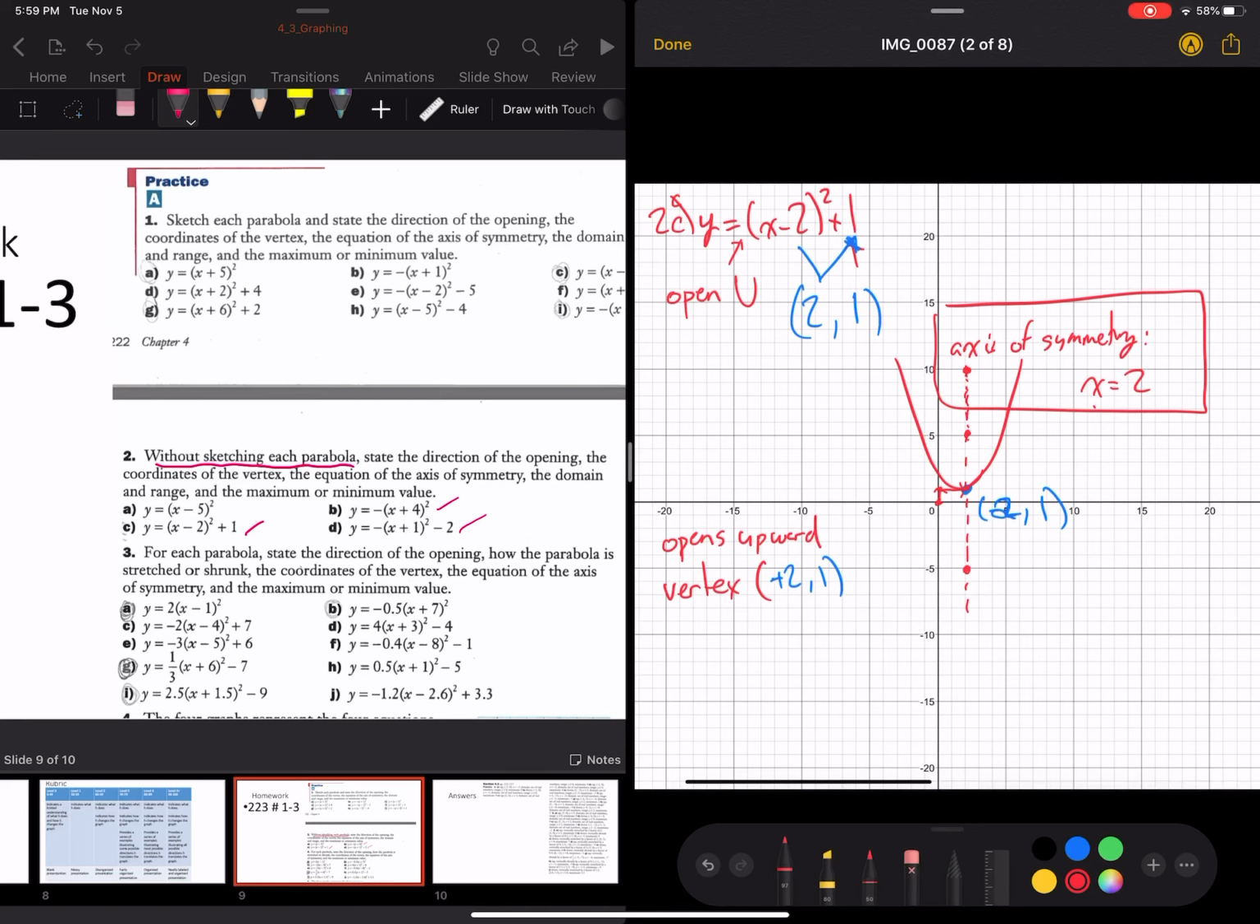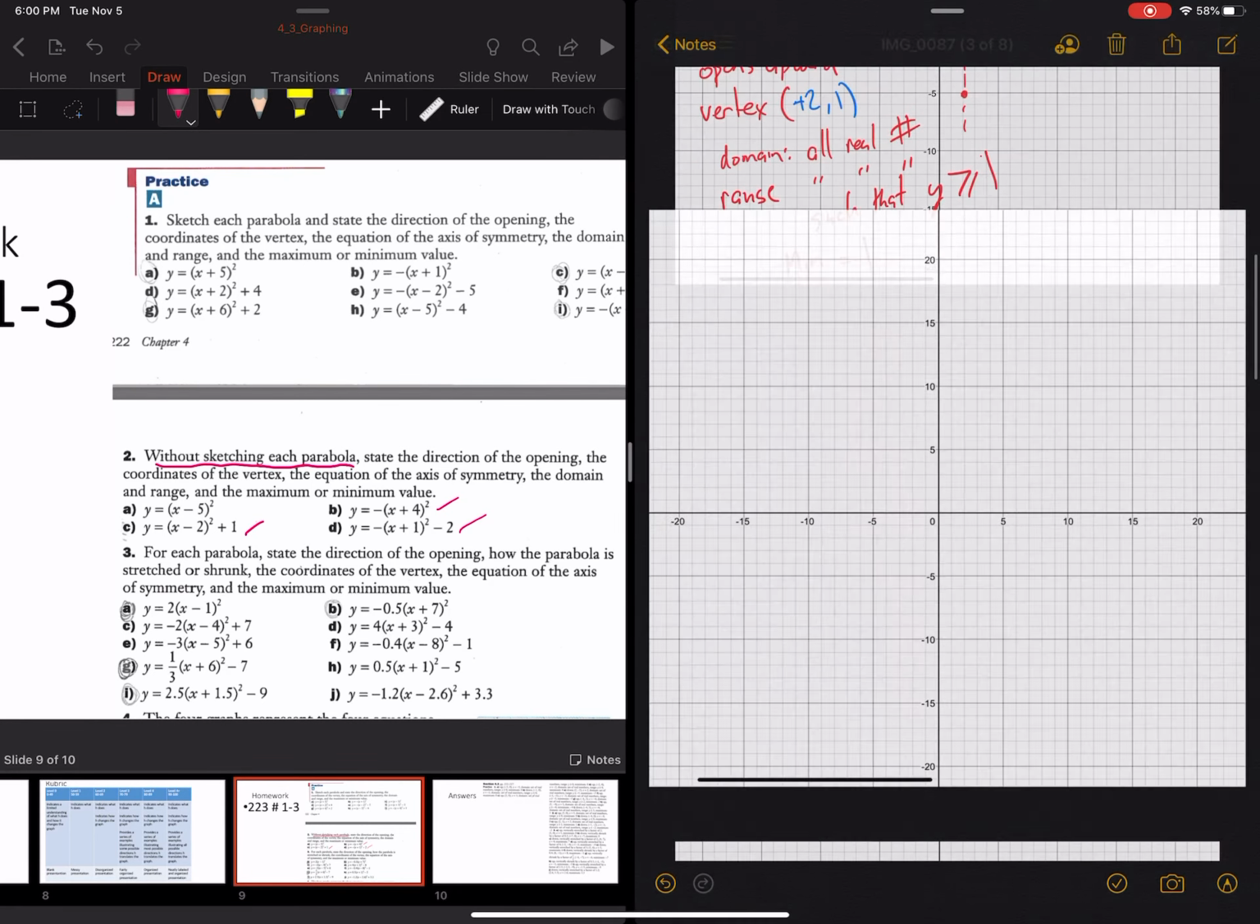What else does it ask for? Our domain. Our domain is always the easiest thing. It's all real numbers. Our range: all real numbers such that y is greater than or equal to 1. That means I have a minimum value. It cannot go lower than 1. Min equals 1. There we go.